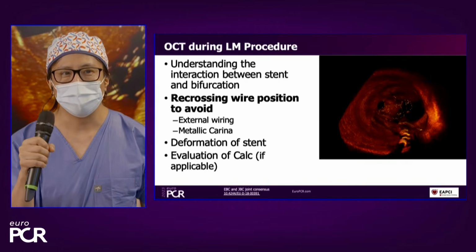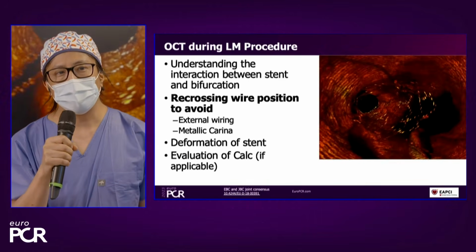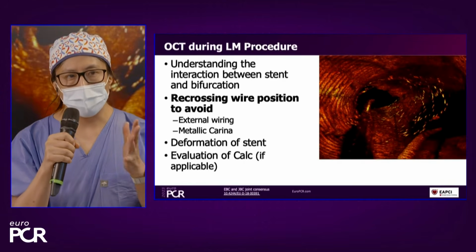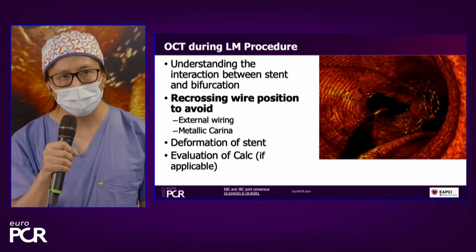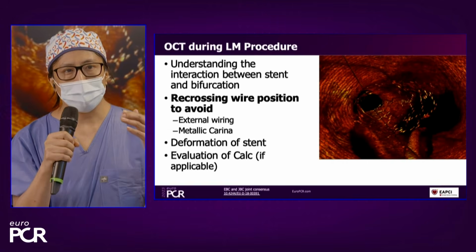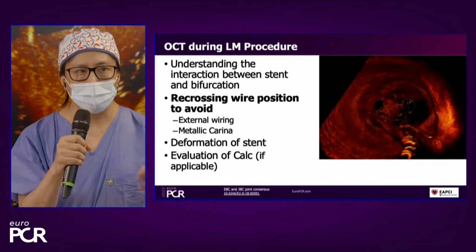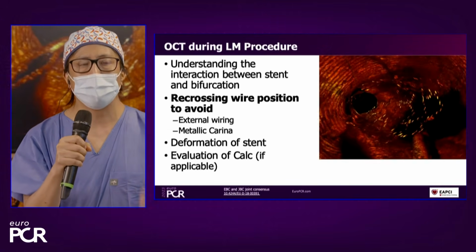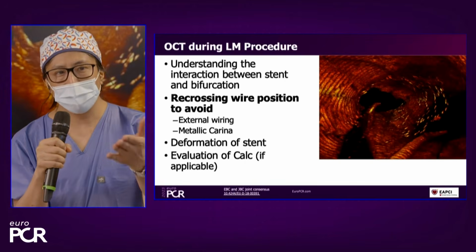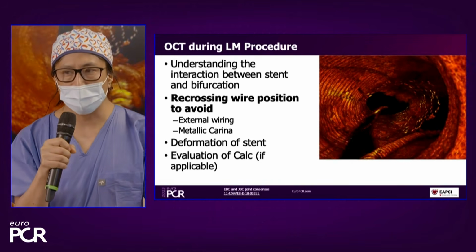Go next slide. Yeah. So during the procedure, after putting the stent in the main branch, after recrossing the wire, you can look at the 3D OCT to avoid external wiring or the metallic carina. In this case, you can see that the wire is outside of the stent.